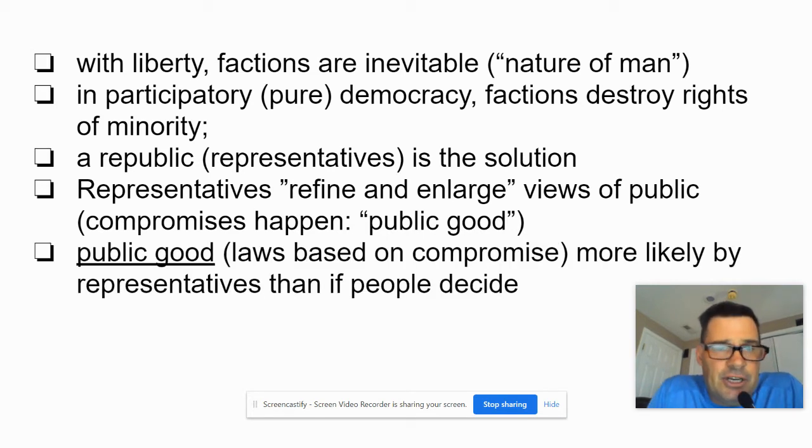All right, the public good, which are these laws that are based on compromise, that have a little bit of everyone's ideas, even the side that loses, are more likely to be produced by representatives than if the people decide.